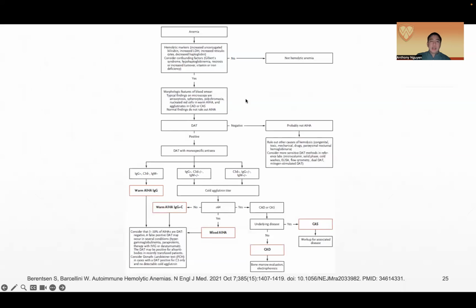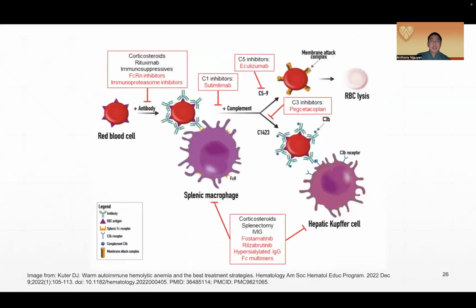So this is a schematic of how we work up, and also how we think of hemolytic anemias after we get the direct antiglobulin test or the Coombs test. And this is another schematic of where we can use different types of drugs and different types of inhibitors in order to decrease hemolysis in patients.